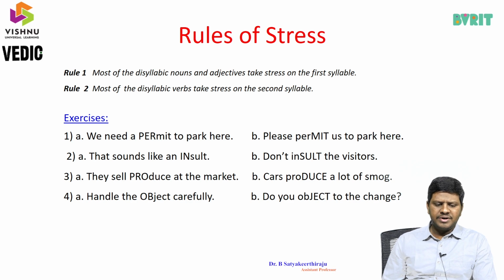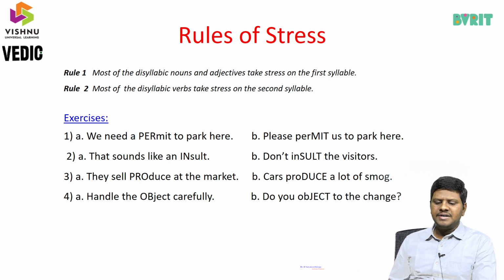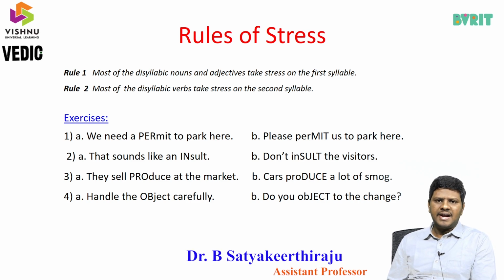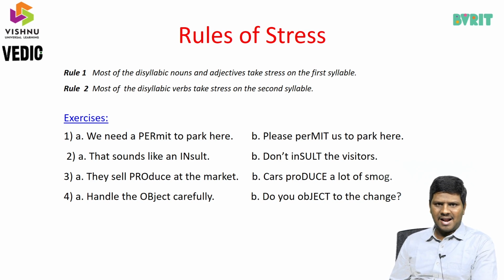Okay, and so here you can see the exercises also. We need a permit to park here. Please permit us to park here. I have given 4 examples of nouns, and the other 4 come under verbs. That sounds like insult. Here, don't insult the visitors. They sell produce at the market. Cars produce a lot of smog.